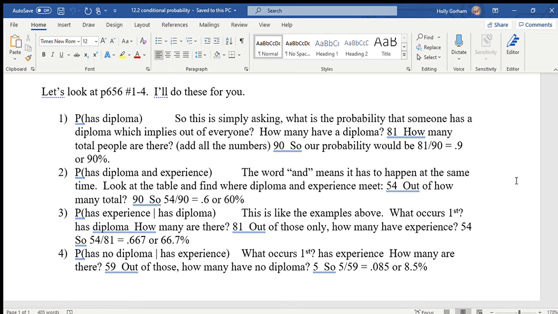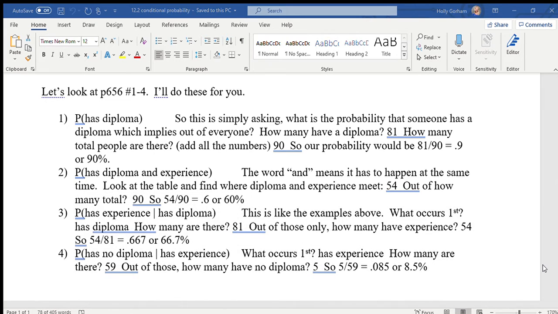Number 2 asks for the probability that someone has a diploma and experience. That word "and" ties diploma and experience together, which means you have to look at the diploma and the experience row and column and find where they intersect. They intersect at 54, so that's how many people have a diploma and have experience. That's out of a total of 90, and that would be 60%.